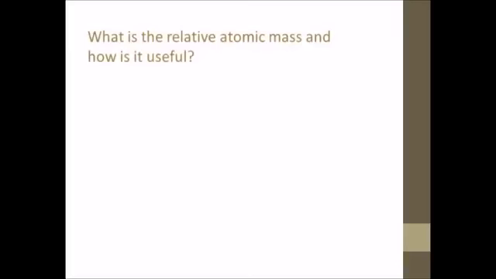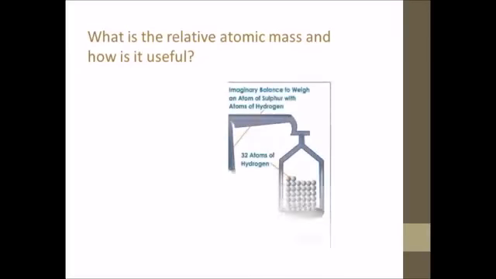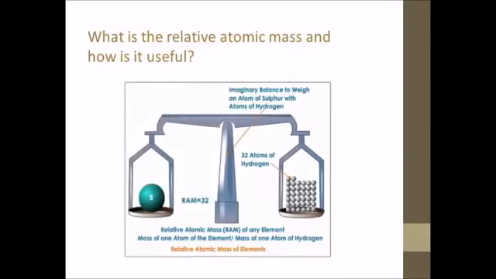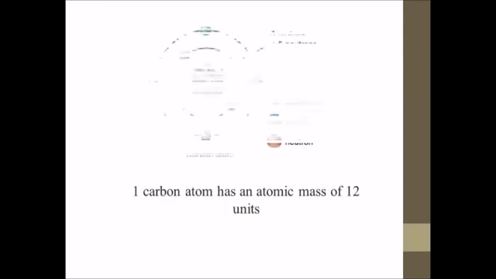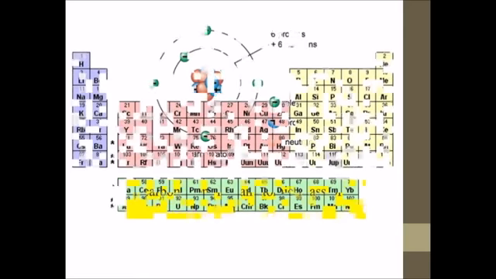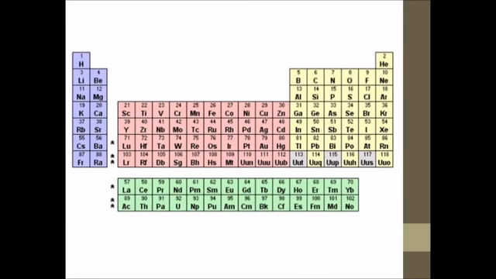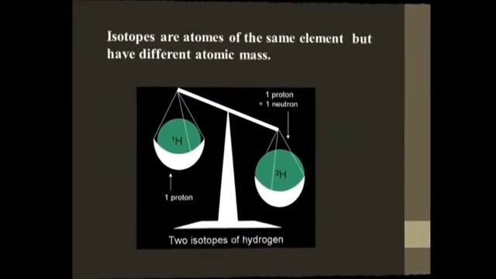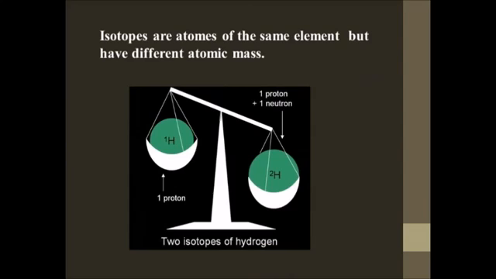What is the relative atomic mass and how is it useful? In order to perform chemical calculations, it is important that we know how heavy an atom is compared with the other atoms. So scientists have developed the idea of relative atomic mass, where one atom of carbon-12 has an atomic mass of 12 units, and from this, scientists were able to give every atom its own atomic mass by comparing each atom to carbon. Now you know about the relative atomic mass, let's talk about the isotopic mass.